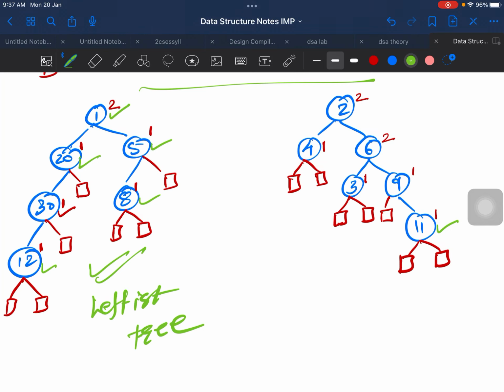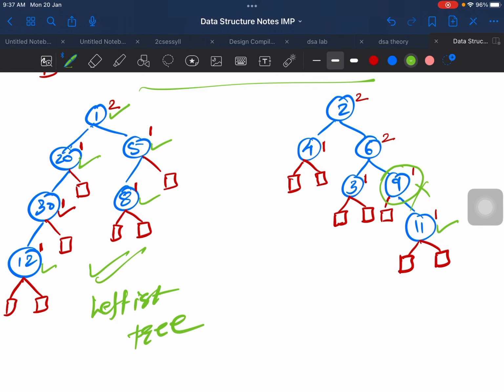So guys, here the left node is basically an external node. The left node is basically an external node. So 0 is greater than or equal to 1? No, the condition is false. So this node is not satisfying the condition of a leftist tree.